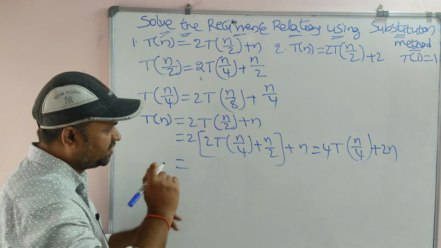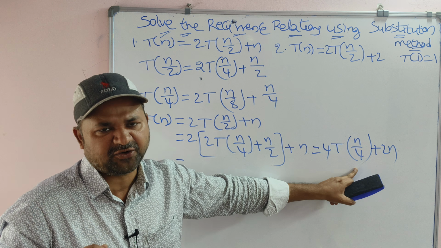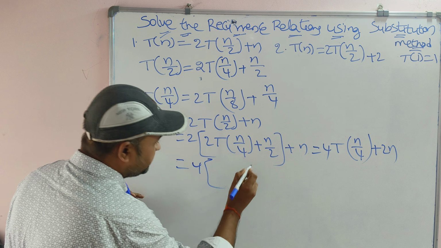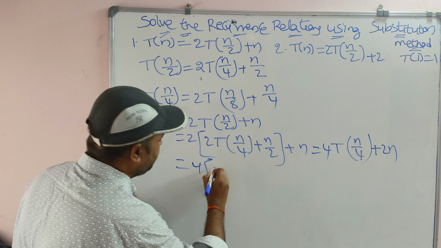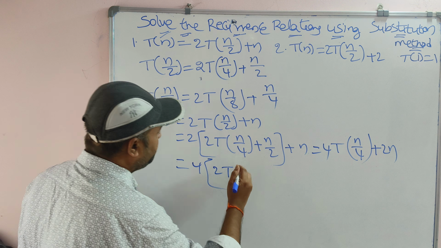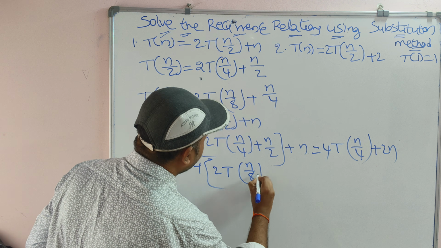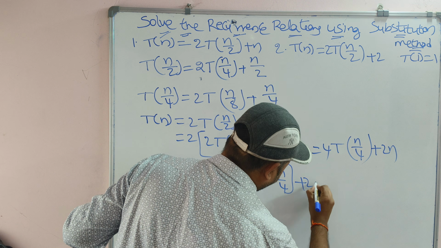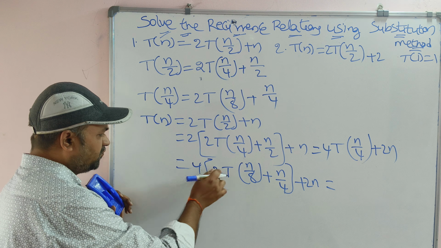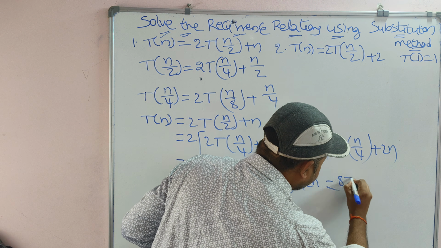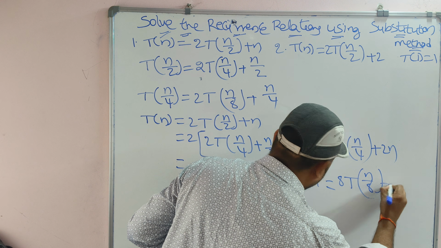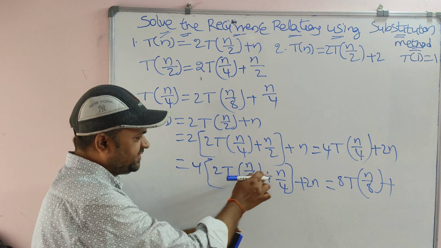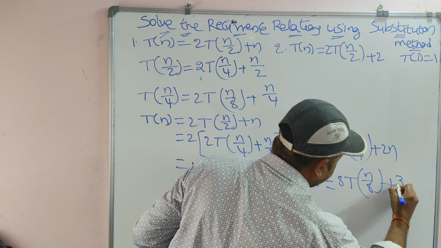Next, we know T(n/4), so let us substitute T(n/4) in this formula. So 4 into T(n/4). What is T(n/4)? 2T(n/8) + n/4. Additionally, we have 2n. That is 4 into 2 means 8T(n/8), plus 4 into n/4, means 4 will be cancelled, n. So n plus 2n means 3n.